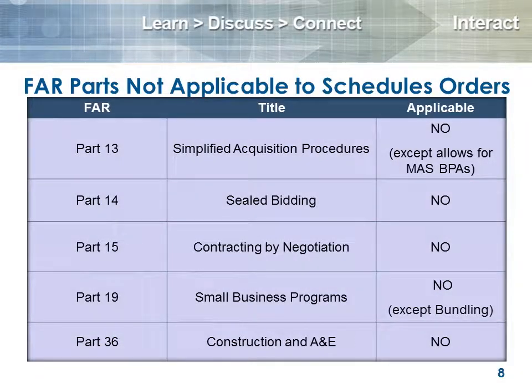FAR Part 36 deals with construction and architect-engineer services. The reason that's not applicable to schedules is because there is no schedule for those. Now somebody here is thinking, I had a requirement under Schedule 56 that had a little bit of construction work associated with it as an ancillary service. The truth of the matter is, in schedules there is a capability of doing some minor construction as a part of another requirement, but not as the major focus of the requirement.